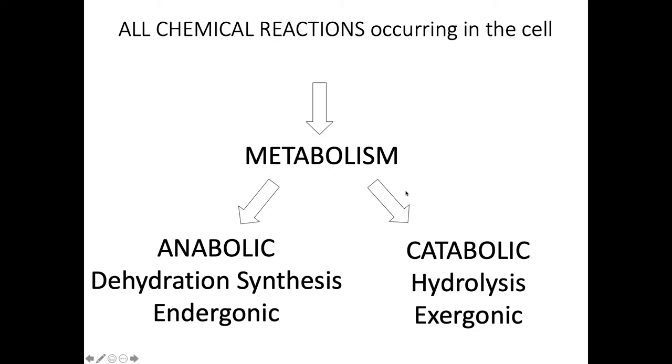So here, this just sums up what we just talked about. Metabolism can be divided into anabolic and catabolic. The reactions that I want you to associate with anabolic reactions are endergonic reactions, which we just talked about. And then, going back to chapter 3, dehydration synthesis. Remember, dehydration synthesis is when you are putting together monomers to make a polymer.